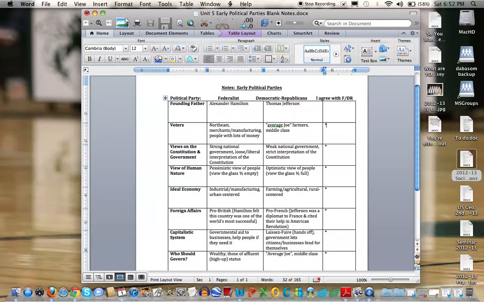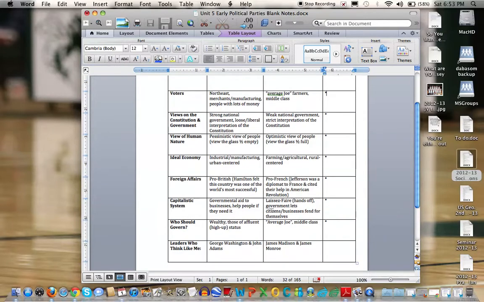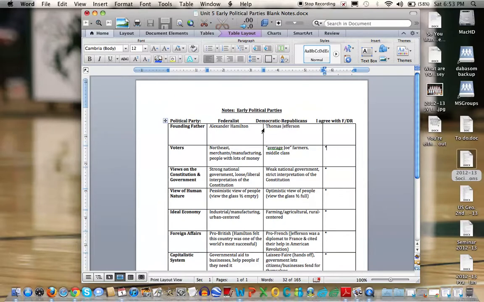And be sure you study this note sheet and know a little bit about each political party to help prepare yourself for the quiz. On the quiz, I'm not going to ask you to name for me everything that the Federalist Party stands for, everything that the Democratic Republican Party stands for, but I will be asking you, this party believed in weak national government, a farming, rural-centered economy, and they believed in having a laissez-faire, a hands-off approach, and you would need to then recognize that that's the Democratic Republican Party.